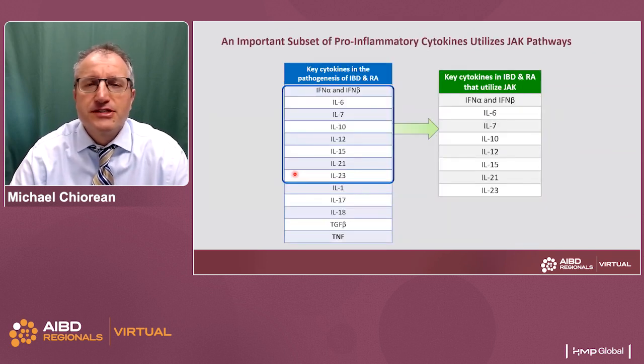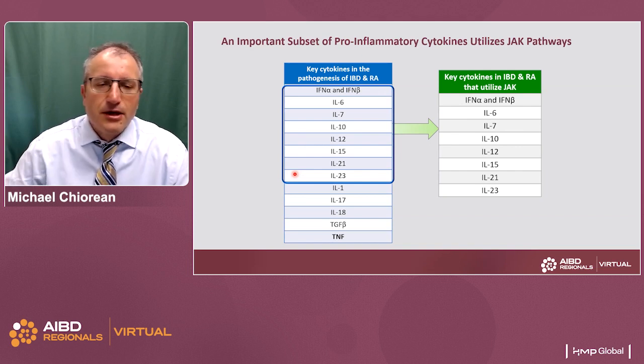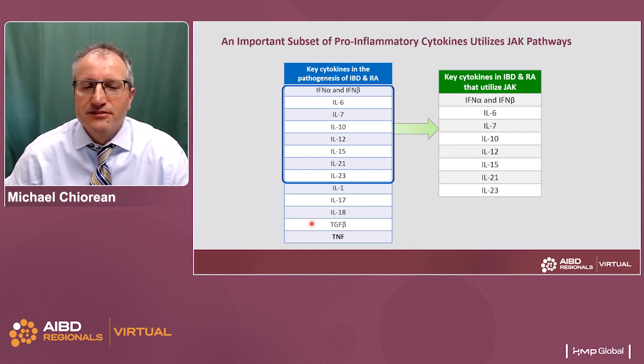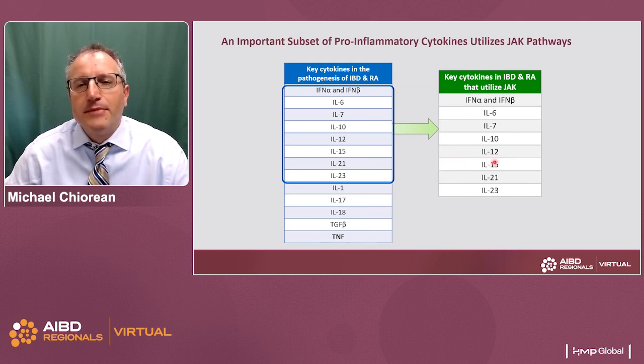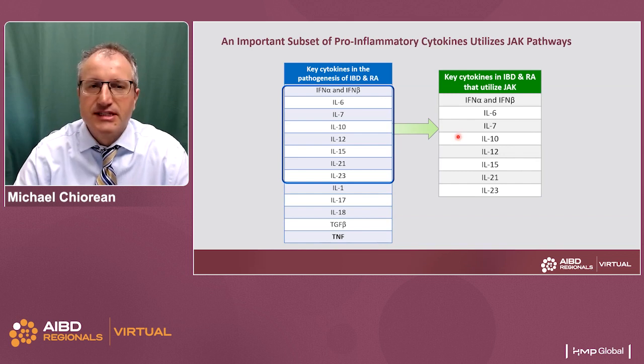So a very important subset of pro-inflammatory cytokines in the pathogenesis of both inflammatory bowel disease and rheumatoid arthritis use JAK pathways, as you can see there on the right. A notable exception here is TNF-alpha, which is signaled through a different intracellular pathway. But indirectly, TNF-alpha is also downregulated because JAKs tend to suppress the main sources of TNF-alpha, such as macrophages and T cells.